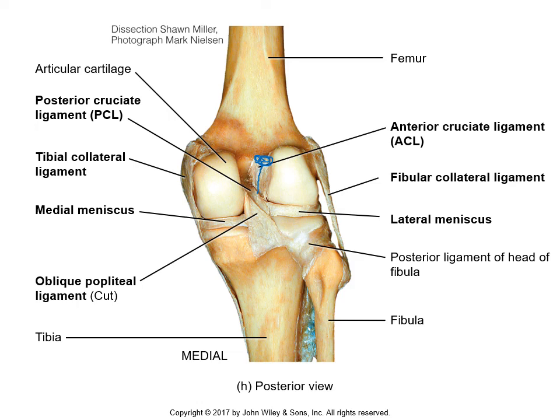The oblique ligament here, this had to be cut and reflected. Therefore you can actually start to see the PCL here, and you can see the ACL here. So it's not generally down this far. It just had to be cut in order to be able to see underneath.